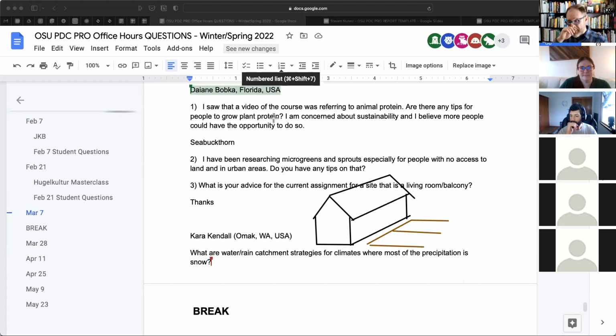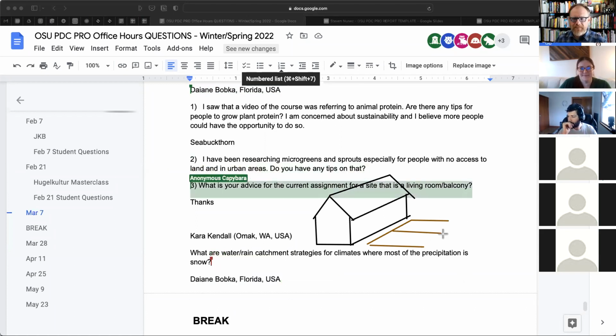What we did is we did a massive hugelkultur there. So we took rotting logs. Oh yes, we did talk about this. Good. Okay, cool. Don't have to go over it again.